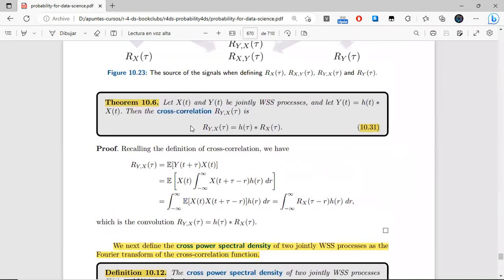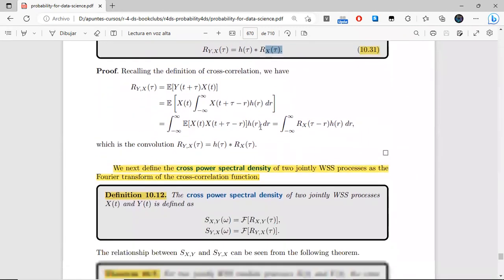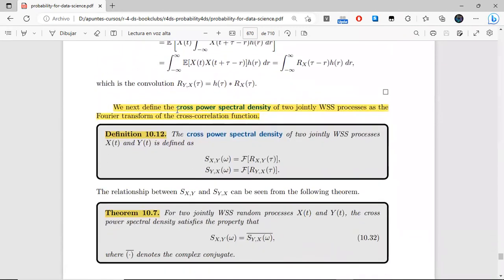Now, how are their cross correlation functions related? Again, the H term appears via the convolution, as in the case of the autocorrelation function. And now similarly, we can define the cross power spectral density of jointly WSS processes.